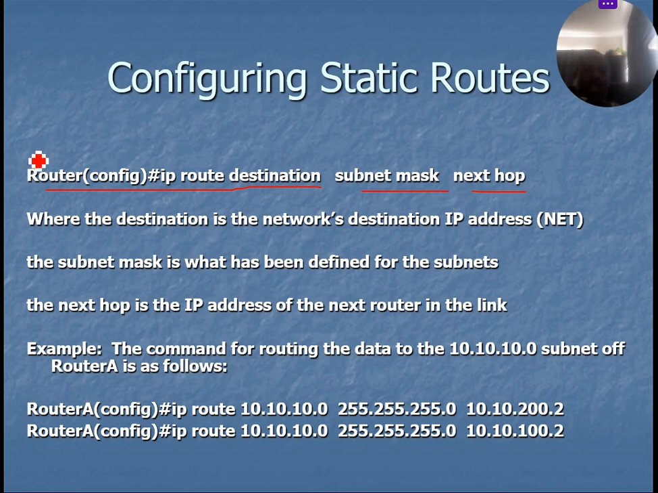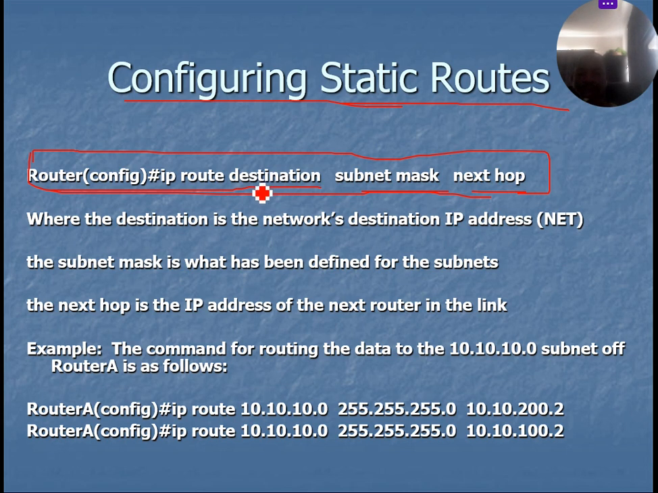So this is the command for configuring the static routing protocol. This is the general command for configuring static routing. Anytime we want to configure static routing, we go to the global configuration mode terminal, and then we write router A. If we are sending from A to B, we say router A config hashtag IP route. Then we put the destination IP address.